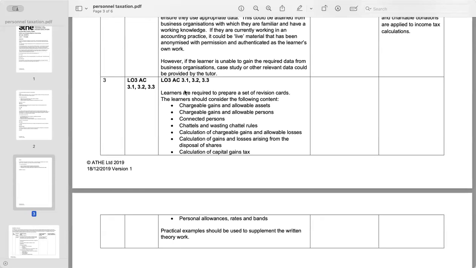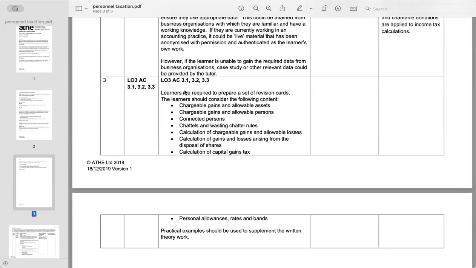tax. The revision cards should include the chargeable gains and allowable assets, chargeable gains and allowable persons, connected persons, chattels and wasting chattel rules, calculation of chargeable gains and allowable losses, calculation of gains and losses arising from the disposal of shares, calculation of capital gain tax, personal allowance, rates, and bands.